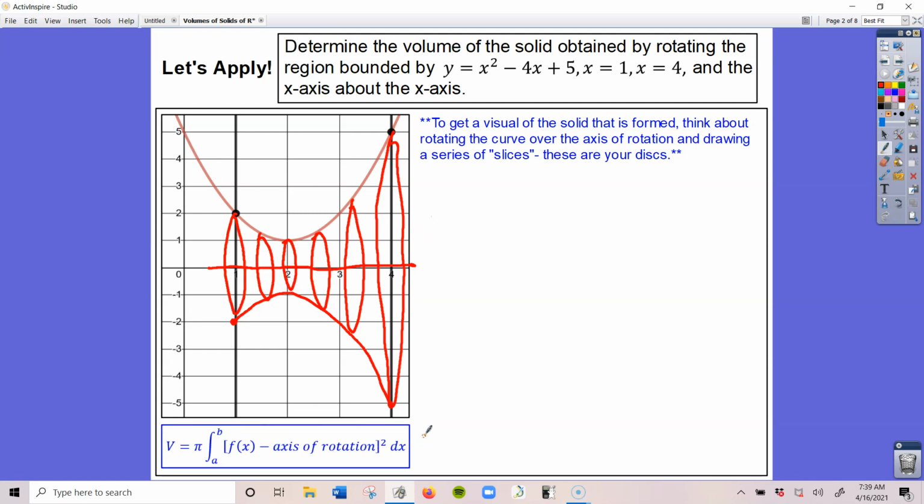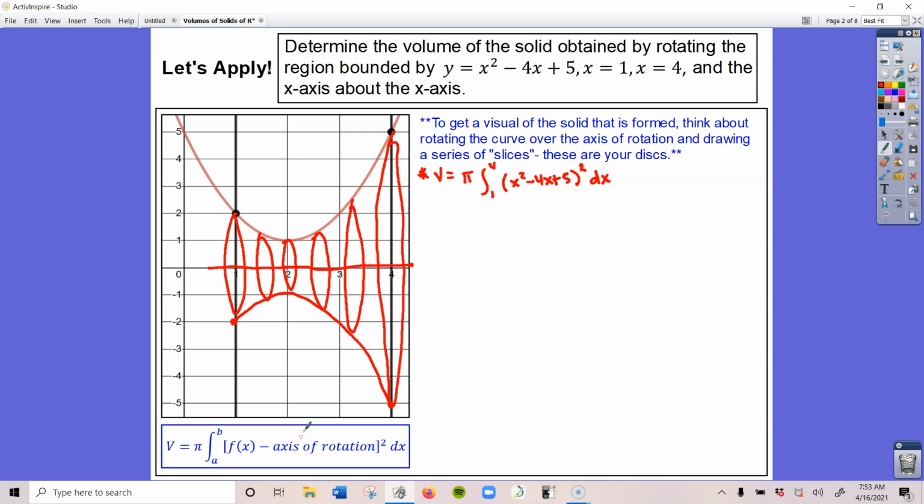So here's the formula that we're going to use for the volume. Volume is going to equal pi, the integral from 1 to 4, because remember your limits of integration are always the x values. And then the radius is going to be the function minus the axis of rotation, which is 0. So our function is x squared minus 4x plus 5, squared, dx. So remember that the radius is always squared since we are integrating the area of a circle, so pi r squared.